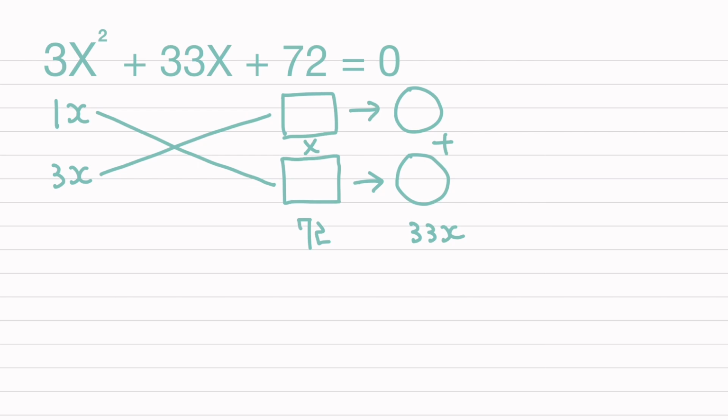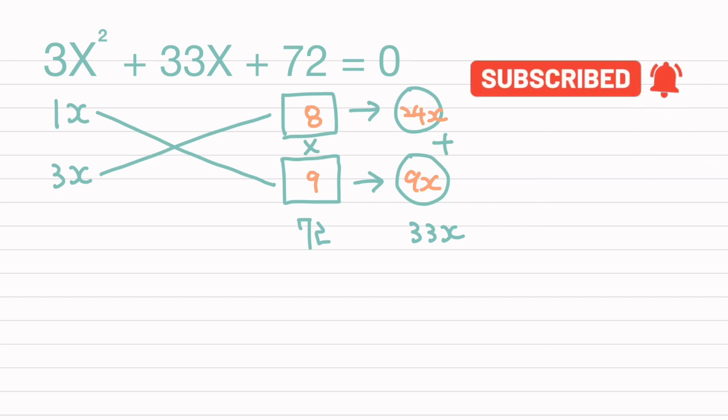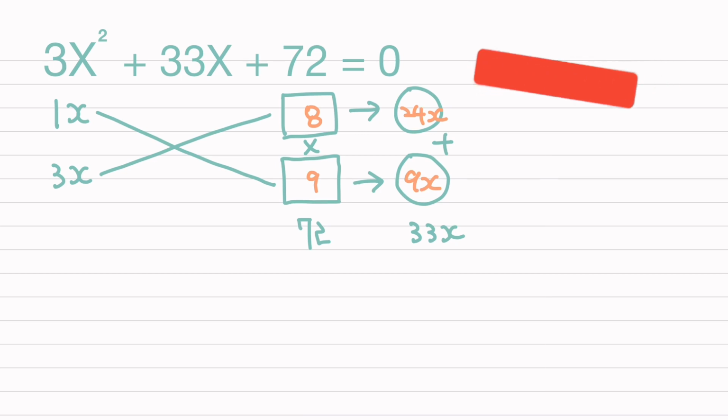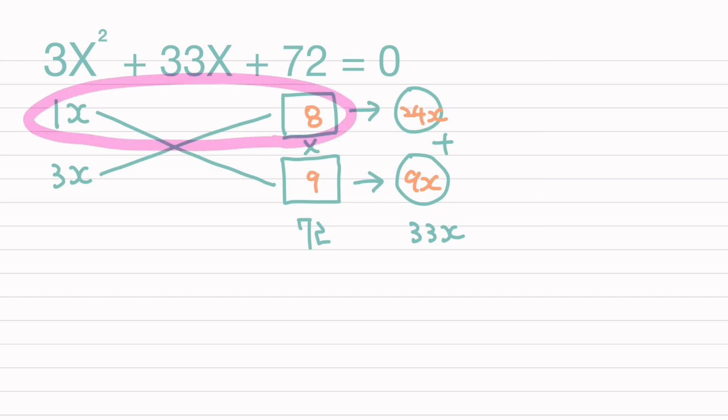8 times 9 is equal to 72, right? So let's write that. If I do write that in, I get 24x and 9x. We got lucky. We got it right the first time around. Once you get used to figuring out these numbers, you get a better sense of which numbers to put in. That only comes with practice, so I would advise you to practice with more problems. Now we got lucky this time, so let's go ahead and circle these numbers.